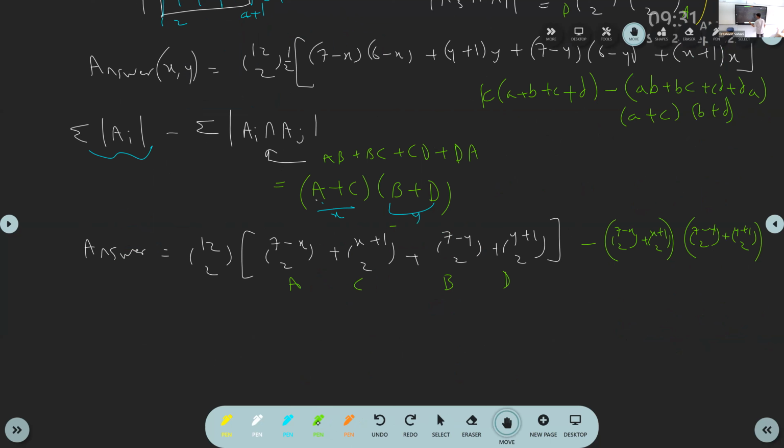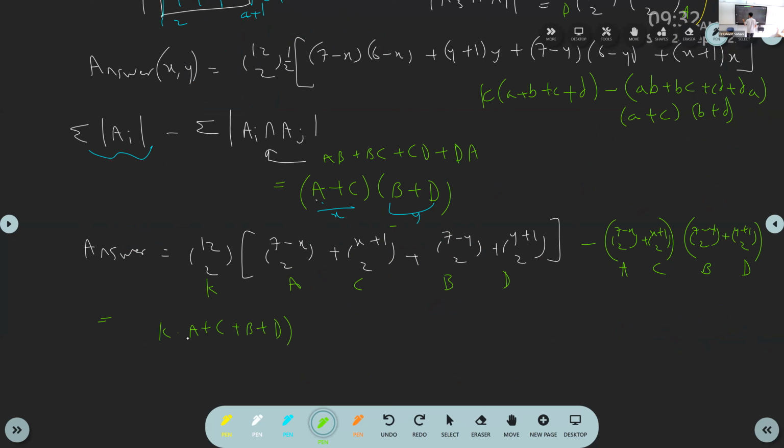Temporarily, let us just call this ABCD because it is easier to manipulate. Okay, let me just call them ABCD. Then my answer is basically K times (A plus C) plus (B plus D) minus (A plus C)(B plus D). Can I take this also inside these brackets with a suitable constant? Do you see how to absorb this constant also inside the brackets?